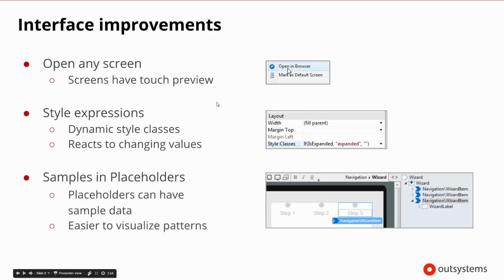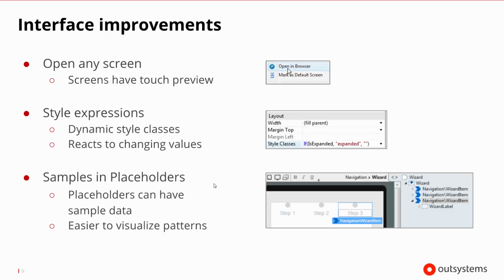So along with those user interface improvements, we have the capability of opening any screen. So if we create a mobile screen now and we want to look at any one of them, we don't have to go to the default screen immediately. We can open any one of the screens and jump to it very quickly. We also have the ability now to have expressions in our styles, and that gives us the capability of having dynamic styles that will react to the values of the expressions that we put inside those styles. So we can now have dynamic styles that will change as things inside of the application change.